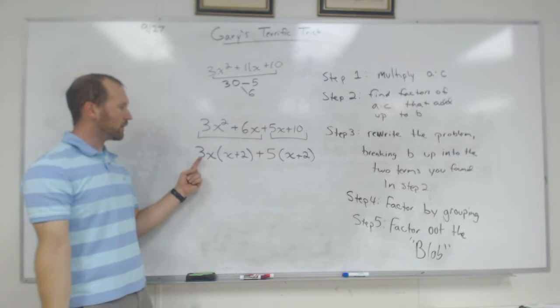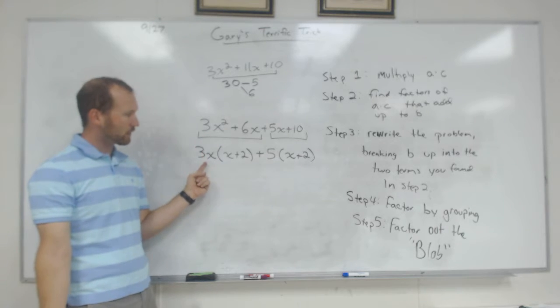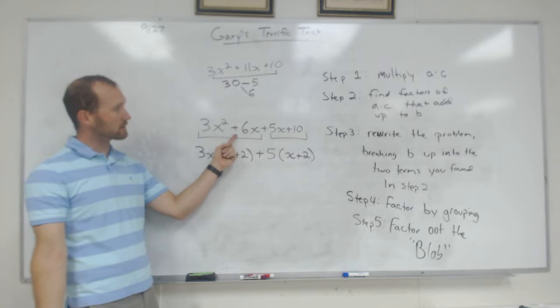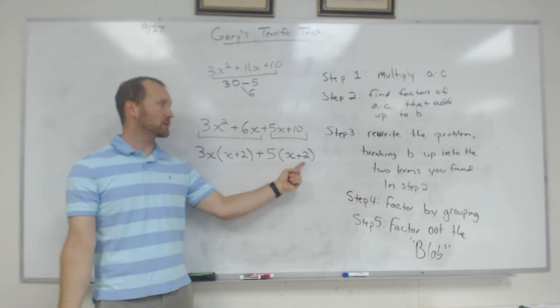I'm just going to check this really quick. 3x times x is 3x squared. 3x times 2 gives me the 6x. 5 times x gives me the 5x. 5 times 2 gives me the 10.